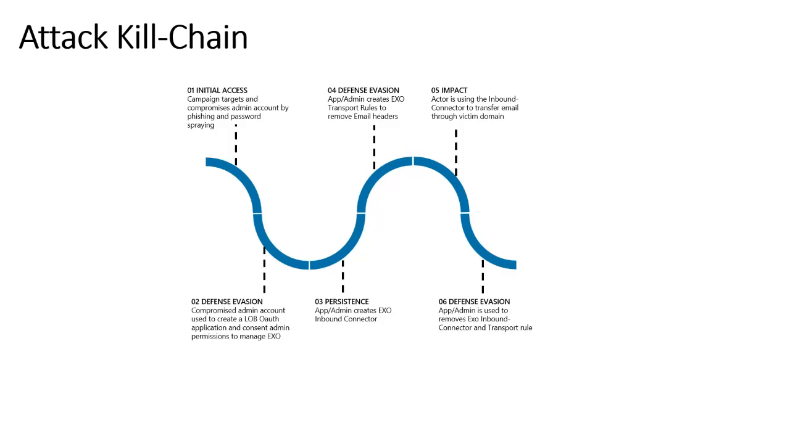It could be maybe 30 or 60 days of sending emails. They will then try to remove the transport rules and clean up the Exchange Online configurations, but still keep some backdoor using the LOB application.